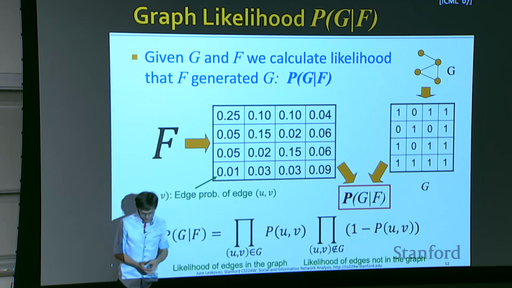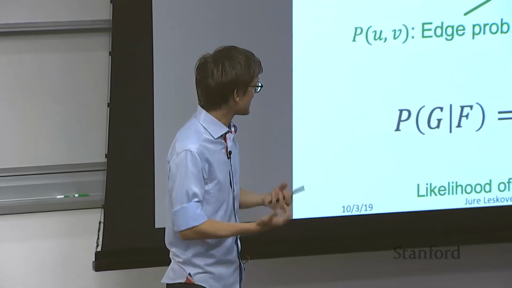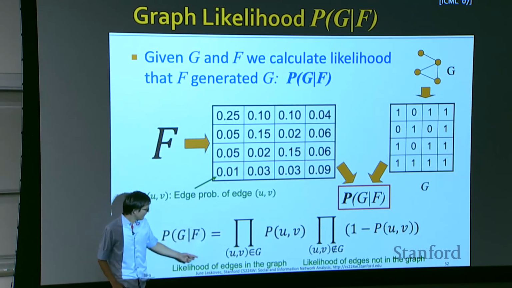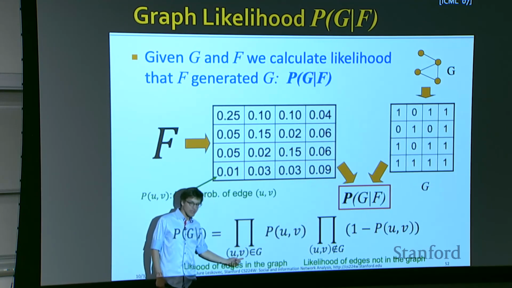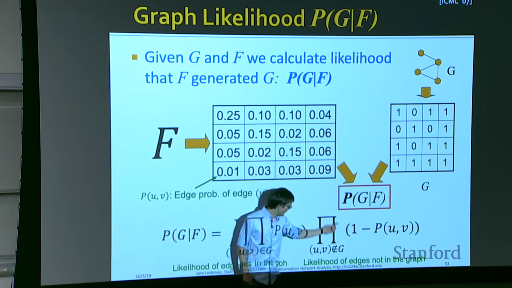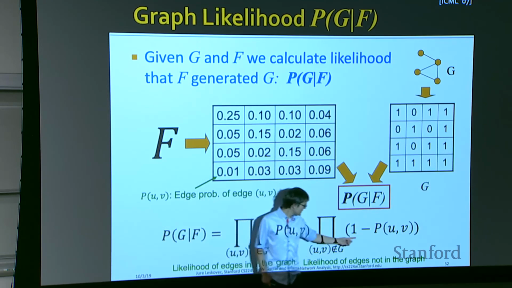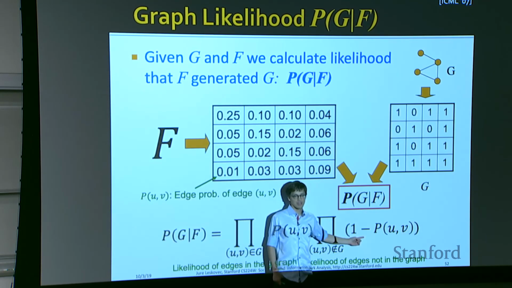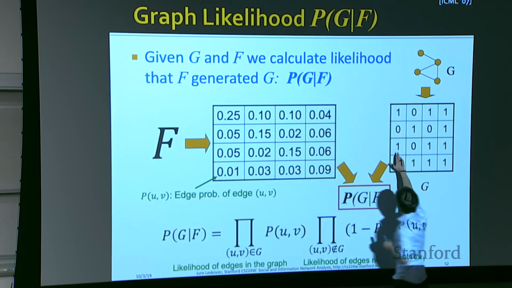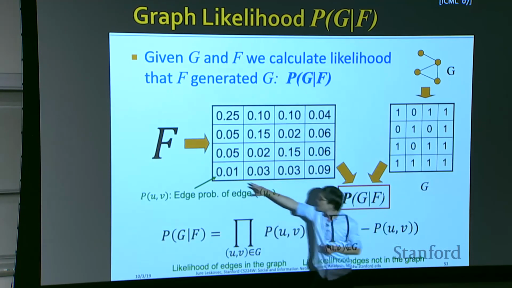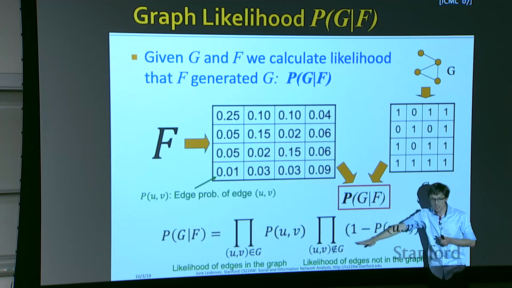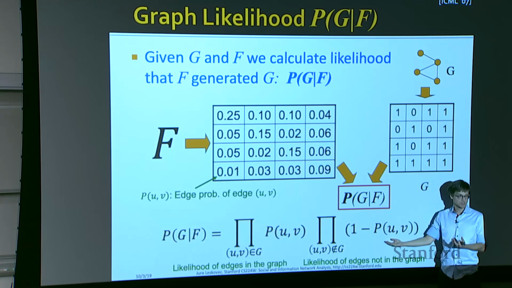And the way we do this is we do it as a sequence of Bernoulli coin flips, or we assume edges are independent of each other. So I say the probability of a graph given my model is the product over all the edges of my graph, probability that my model generated that edge. And then I go over all the non-edges of the graph, and this is the probability that my model did not generate that edge. So what is this doing? This is essentially going over all the cells here that have value 1 and multiplying those probabilities together. And then this part goes over all the cells here that have value 0 and multiplying 1 minus that probability.